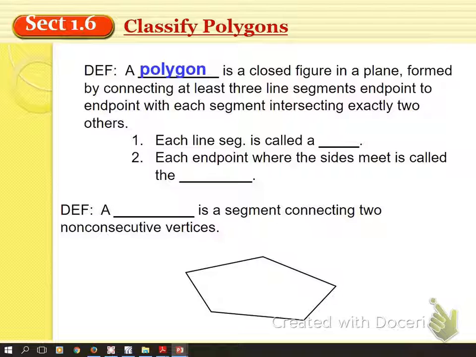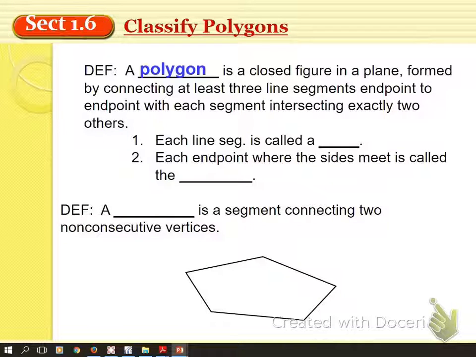A polygon is a closed figure in a plane. Okay, it means that there are no openings to it. There's no open-endedness to it, right? Everything's connected. But it's formed by connecting at least 3 line segments.